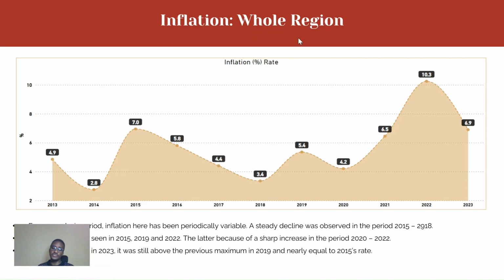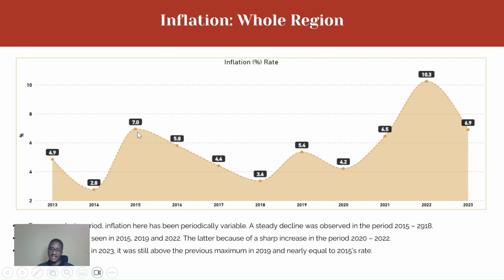Then we've got inflation for the whole region. And for inflation, you can see inflation for the region has been high across the period, with exceptions to 2014 and perhaps 2018. Now, if you look at this, the peaks were in 2015, 2019, and 2022. And the hike here in 2022 is actually alarming if you compare the difference between the year before and where it fell back to. So you could call this an outlier, in a sense.